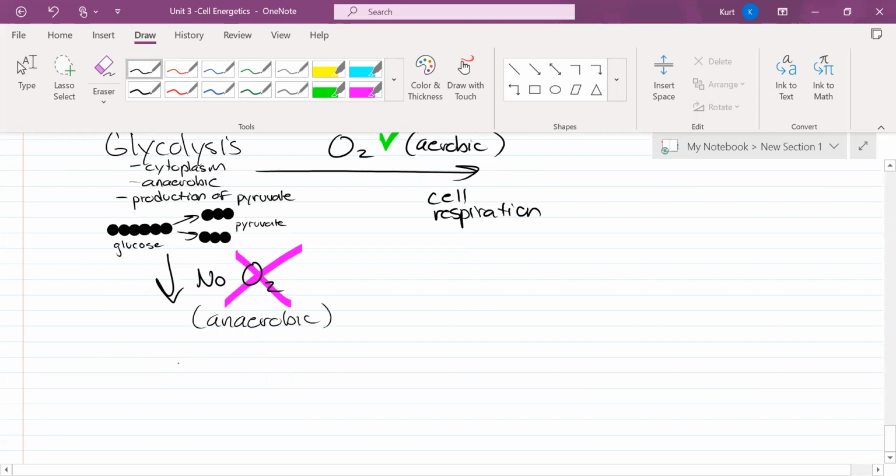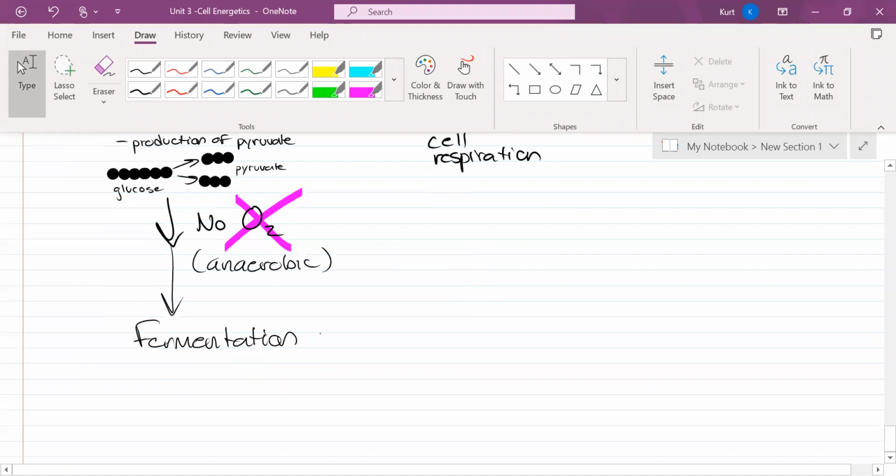You're going to do fermentation. Fermentation is much less efficient. It is in the cytoplasm. And depending on what type of organism you are, you could either do lactic acid fermentation, which is also called lactate, or you could do alcohol fermentation, where you produce alcohol.